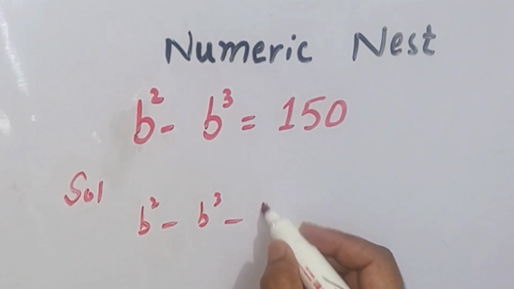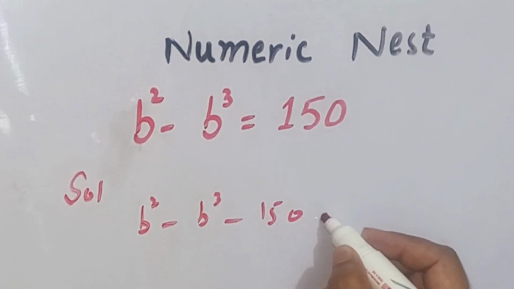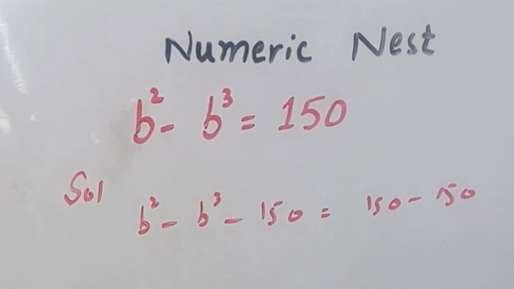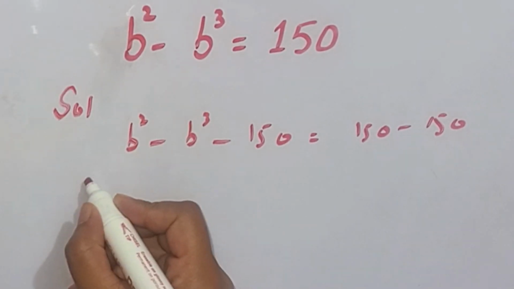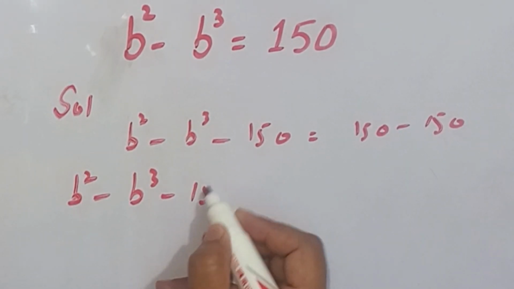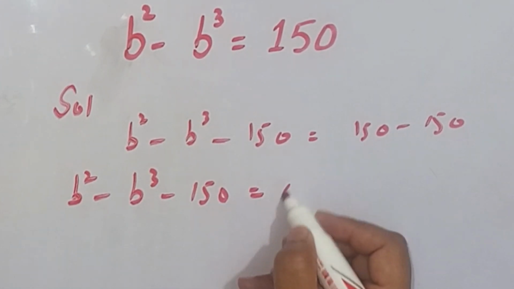150 on both sides. Subtract 150 on this side and also subtract 150 on this side. So we have b square minus b cube minus 150. Now the right hand side is 0.